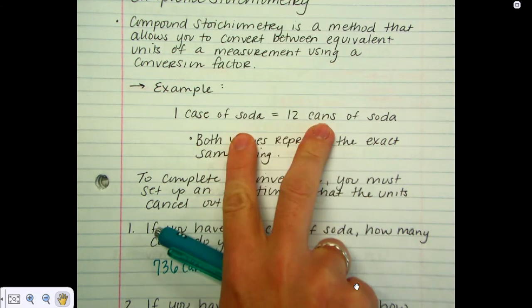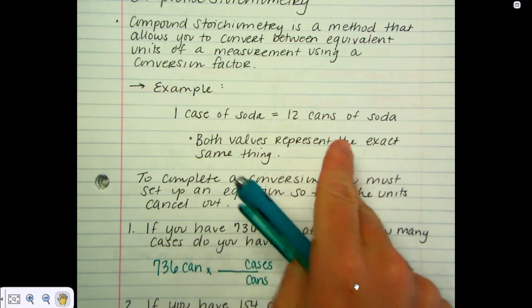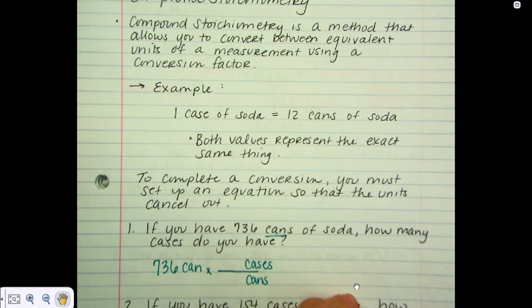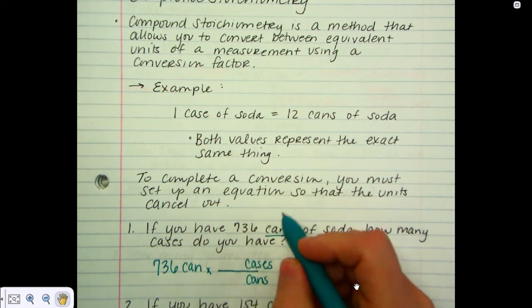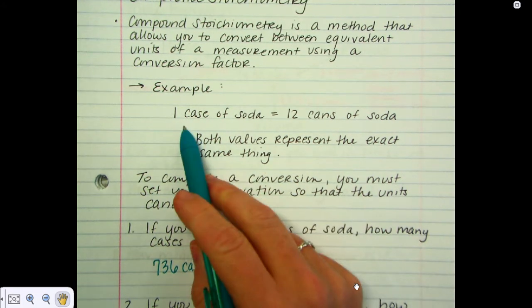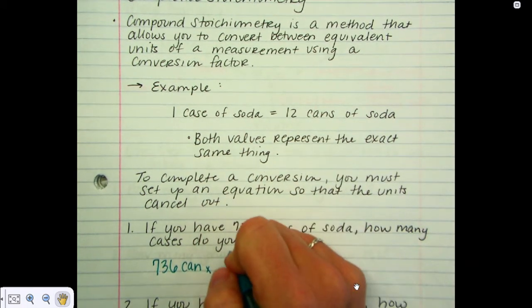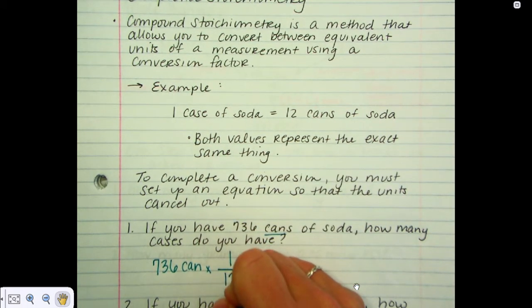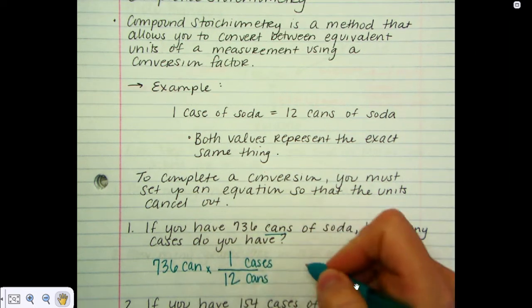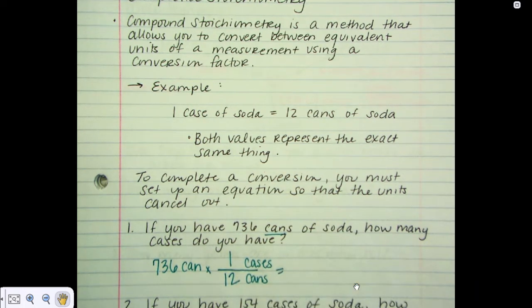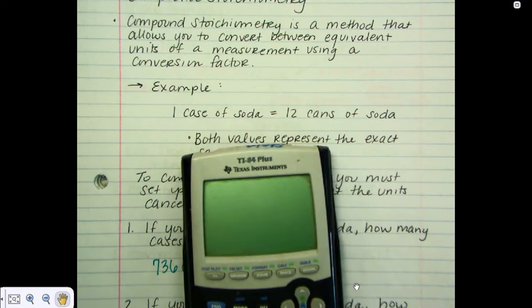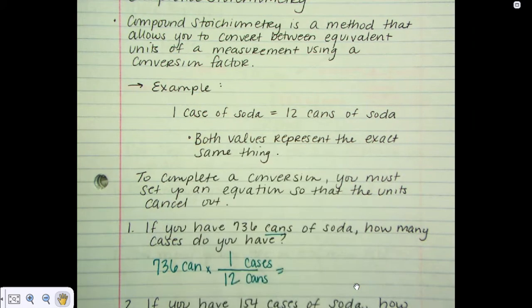I can use this conversion factor in either direction and it still means the same thing. So I want to go from cans to cases. So 1 case of soda, which is going to be on top, is equivalent to 12 cans on the bottom. So 1 case over 12 cans. And so when I do the math, it's just 736 divided by 12, which is what you knew it was going to be all along. You're just doing it in a way that you can represent those units better. So 61.3 repeating.